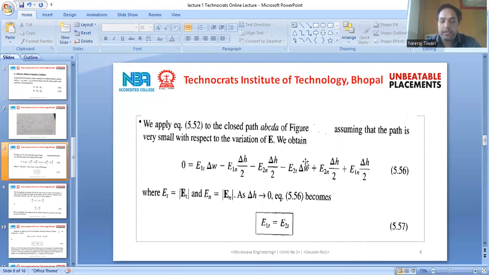So if you simplify this equation, you can get E1T is equal to E2T. So clearly you can see the tangential component of electric field intensity undergoes no change across the boundary. That's what 5.57 says.